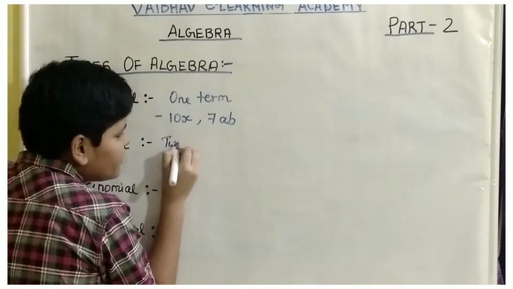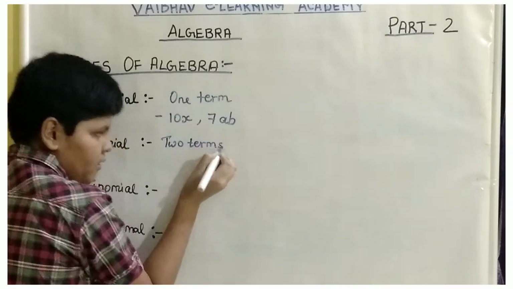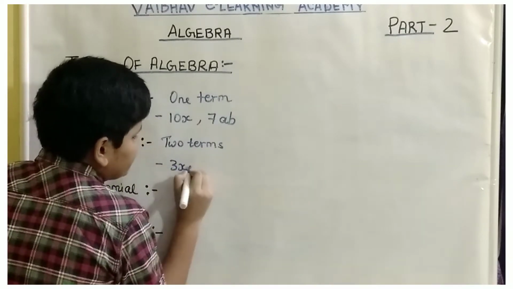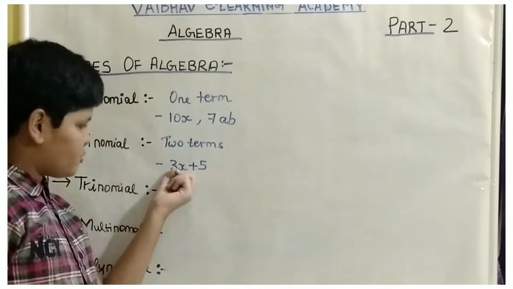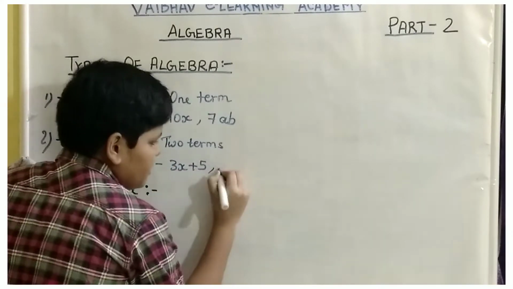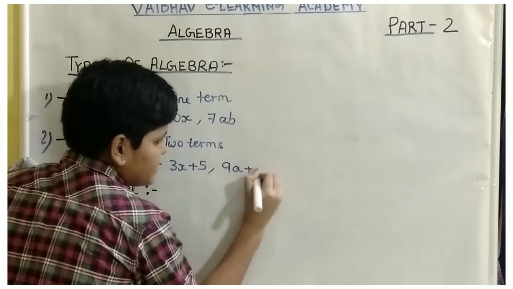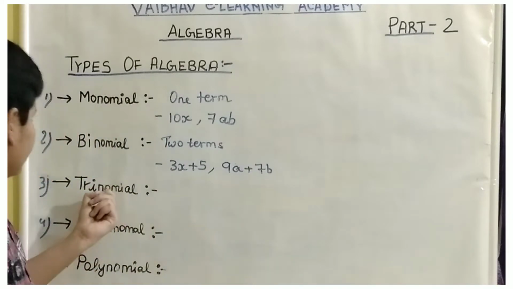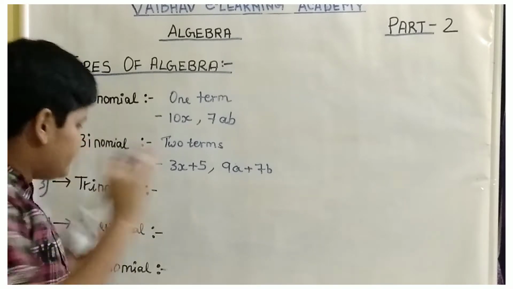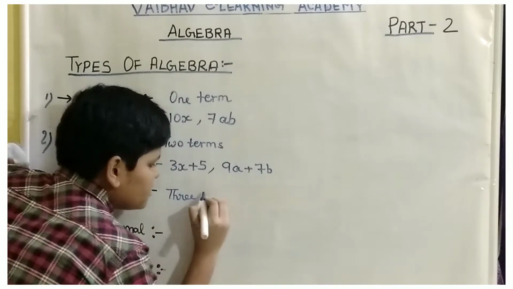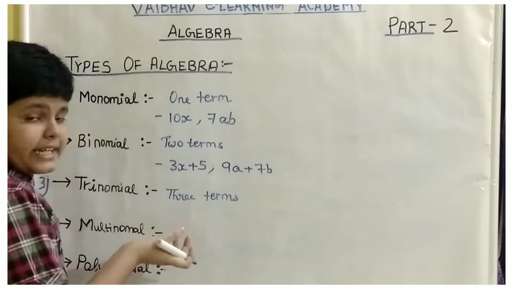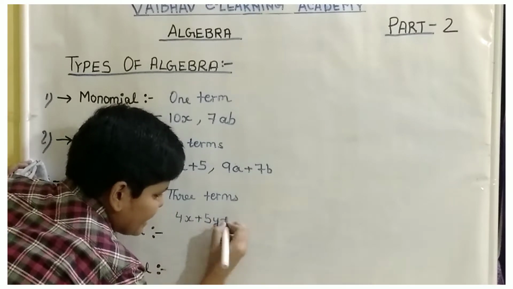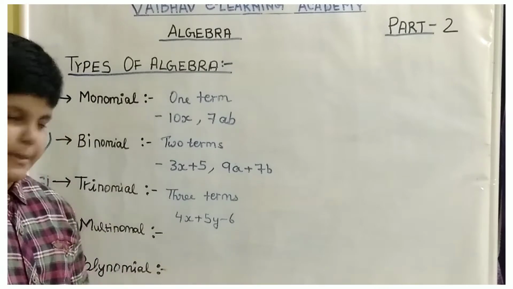Let us discuss binomials. Binomials have two terms. Let us take an example of a binomial as 3x plus 5. This is a binomial as it has two terms. Another example is 9a plus 7b, etc. Now trinomials. Trinomials have three terms. Let us take an example like 4x plus 5y minus 6. This is an example of a trinomial.